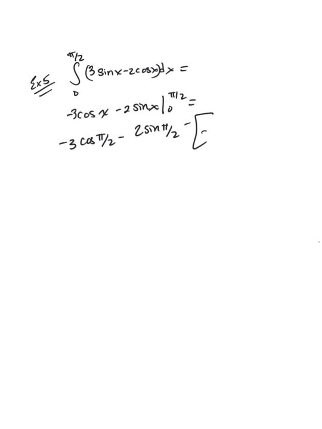negative 3 cosine 0 minus 2 sine 0. Okay, well, cosine pi over 2 is 0, so that's 0. Sine pi over 2 is 1. Cosine of 0, as you know, is 1, so that's negative 3. Sine of 0 is 0. So what do I get? I get negative 2 plus 3, or 1.